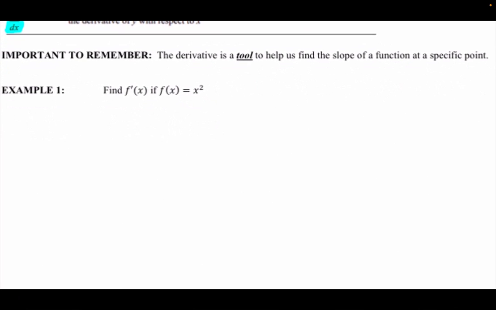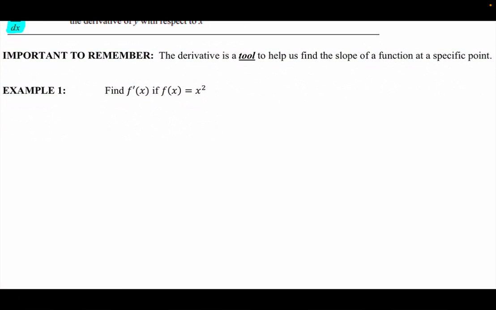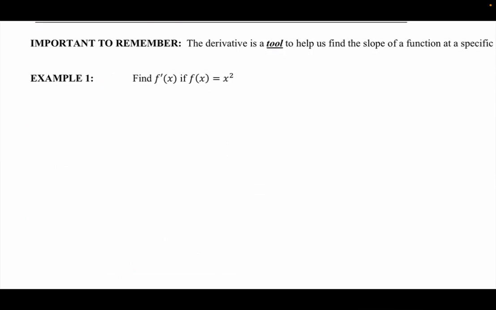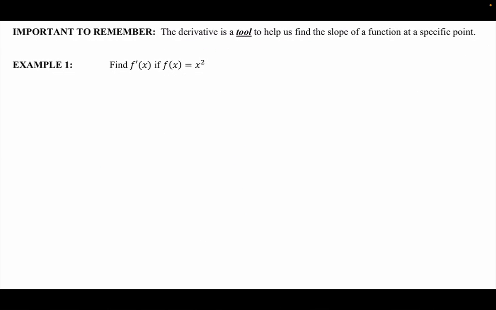Before we start a problem, remember the derivative is a tool. It's a tool to help us find the slope of those blue lines. So we use a derivative to find the rise over run for those blue lines. We said that the first blue line was positive and the second one was negative, right? Well, the derivative will actually help us find what the value is. So that's what a derivative is. Okay, so let's do example number 1. There's not many examples here because the definition isn't used a lot, but it is important.